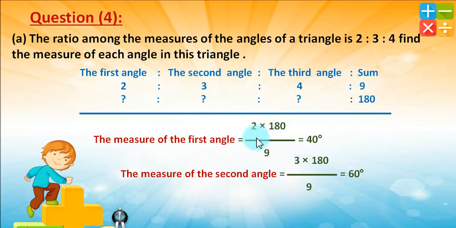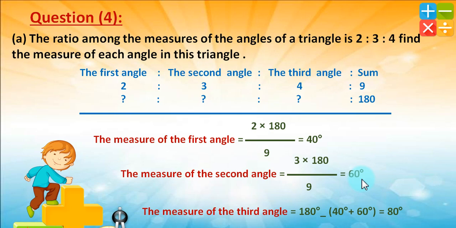In the simplest form, 9 divided by 9 equals 1 and 180 divided by 9 equals 20. 2 times 20 equals 40 degree. The measure of the first angle is 40 degree. Also the measure of the second angle equals 3 times 180 divided by 9 equals 60 degree. What about the measure of the third angle?